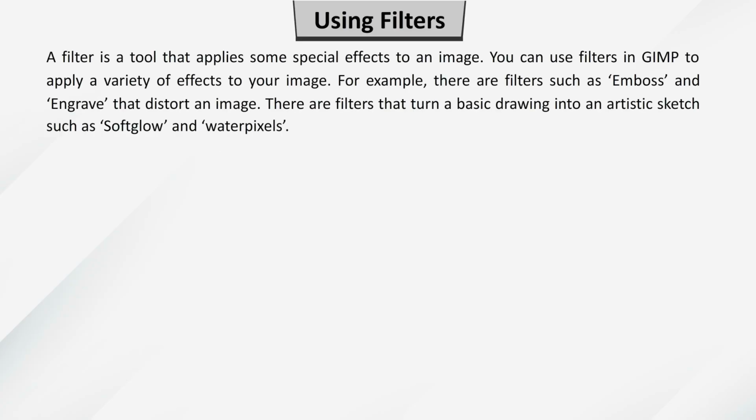Using filters. A filter is a tool that applies some special effects on an image. You can use filters in GIMP to apply a variety of effects to your image. For example, there are filters such as emboss and engrave that distort an image. There are filters that turn a basic drawing into an artistic sketch, such as soft glow and water pixels.